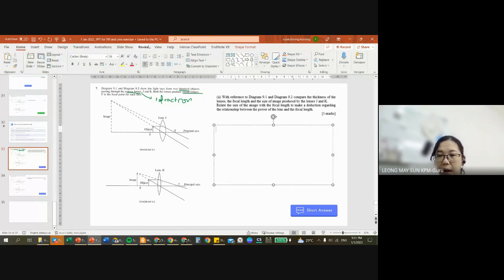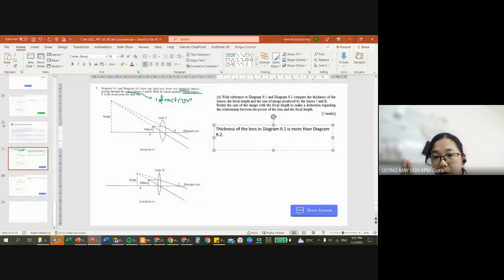All right, so in order to answer this question, you can write in point form, or you can just write a complete sentence, simple. And recently, I always ask students to compare using one diagram as the beginner. So the question says compare the thickness. So my first answer would be: the thickness of the lens in diagram 9.1 is more than diagram 9.2. Full stop, skip one line.